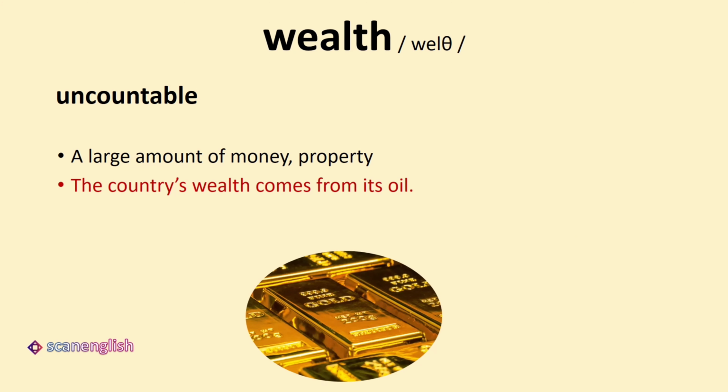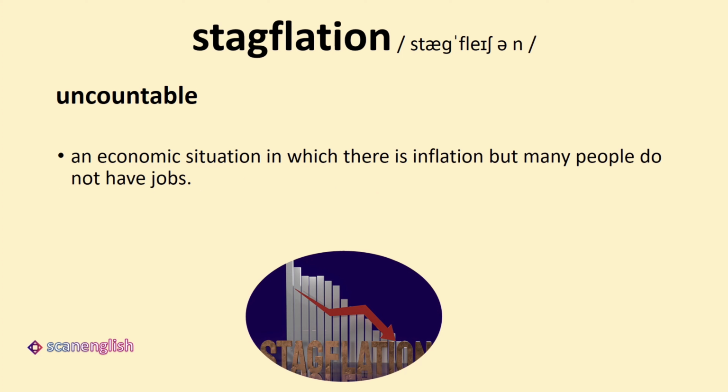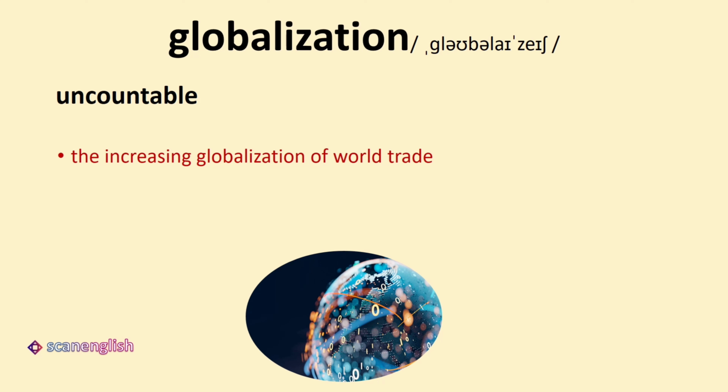Wealth. It is an uncountable word. A large amount of money or property. For example, the country's wealth comes from its oil. Stagflation. It is an uncountable noun. An economic situation in which there is inflation but many people do not have jobs. Globalization. Uncountable. Example: the increasing globalization of world trade.